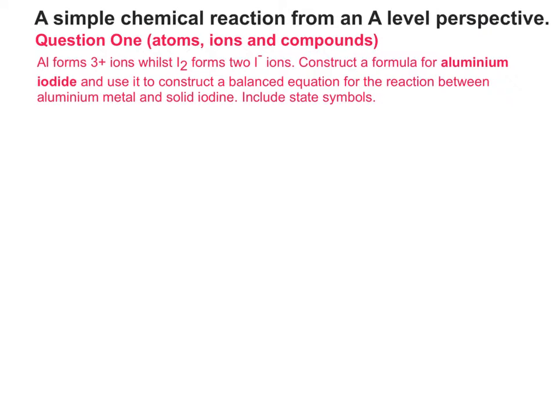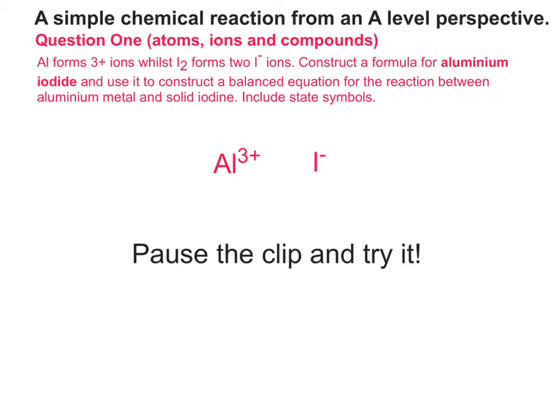So the first question is an atoms, ions and compounds question. It gives you some information. Aluminium forms 3+ ions, whilst I2 forms 2 I- ions. It asks you to construct a formula for aluminium iodide and use this formula to construct a balanced equation for the reaction between aluminium metal and solid iodine. So the first thing to do is to write out the ions that you're given. I'd ask you to now pause the clip and see if you can put forward an answer for this. And resume playing when you've come up with something.